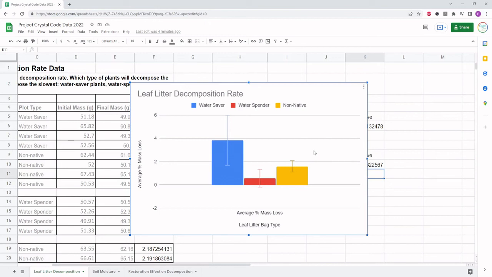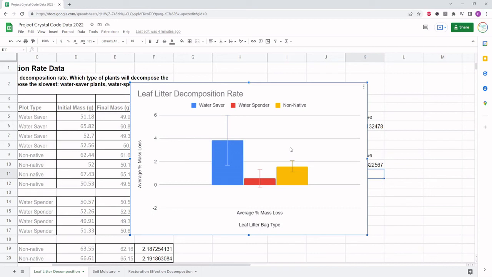For our results to be considered statistically significant, we don't want these bars to overlap at all, because if they overlap, the real value could be on the lower end of this range, or it could even be on the higher end of this range. And as you can see, with something with such a large standard deviation, that is a pretty big range for your average percent mass loss.